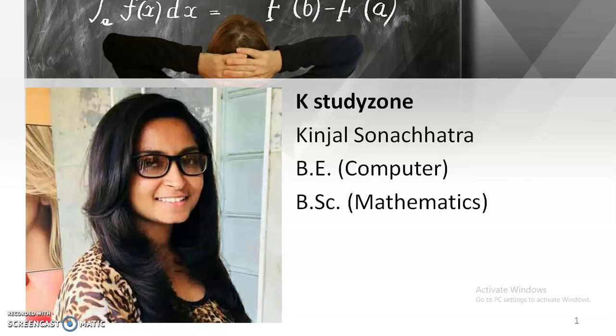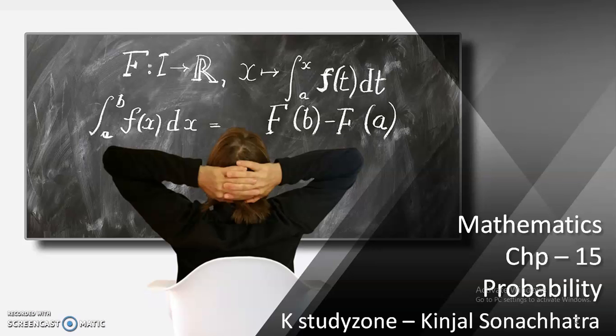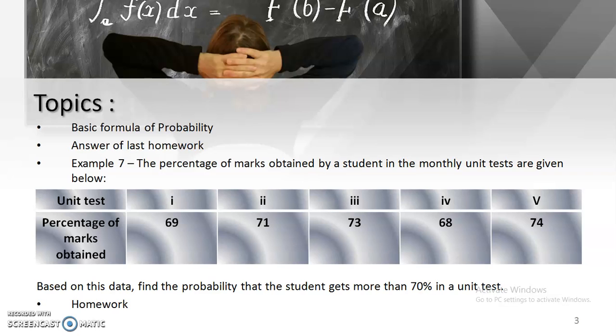This is the 8th tutorial of probability, chapter 15 of standard 9th. In the last session we discussed example 6, and in this session we will discuss example 7. So don't waste time, let's go to the session. Today's topics are the basic formula of probability, the answer of the last homework, example 7 from your textbook, and obviously homework.